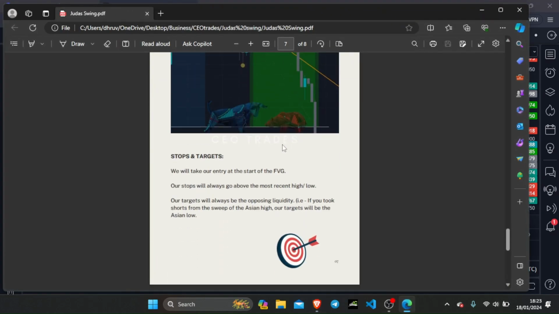So the next step is we will take our entry at the start of the fair value gap. Our stops will always go above the most recent high or low, and our target will always be the opposing liquidity.